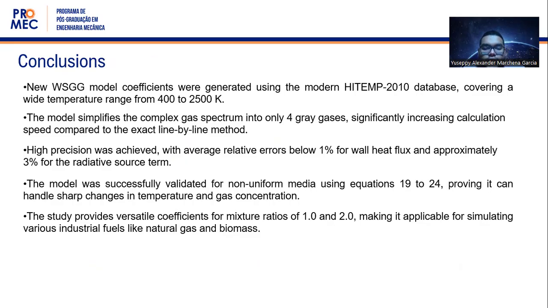To sum up, we can conclude that this work presents a new WSGG correlation for mixtures of water and carbon dioxide obtained from fitting total emittance data calculated by the line-by-line method using the HITEMP 2010 spectral database. The correlations are valid for partial pressure ratios of 1 and 2, path lengths between 0.001 and 10 atm per meter, and temperatures in the range of 400 to 2500 Kelvin. The proposed correlations allow the total emittance of the medium to be calculated with high accuracy, which is useful for global engineering estimates, such as those based on the mean radiative path lengths.